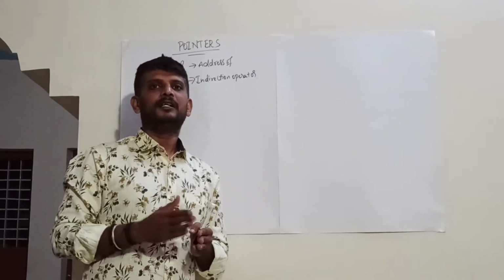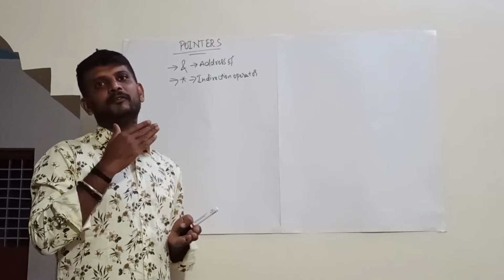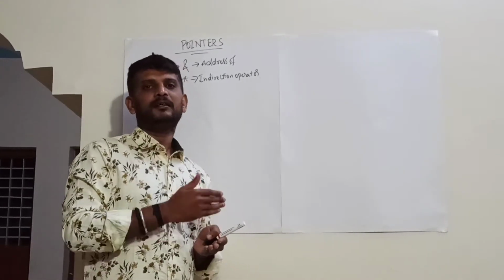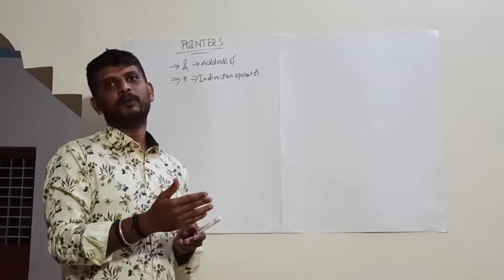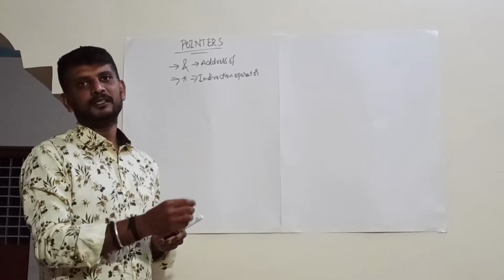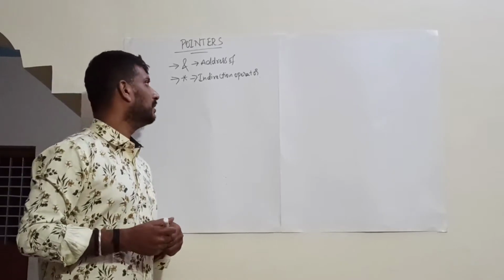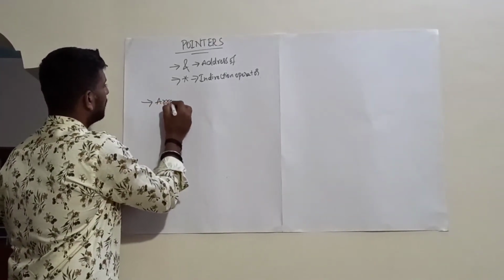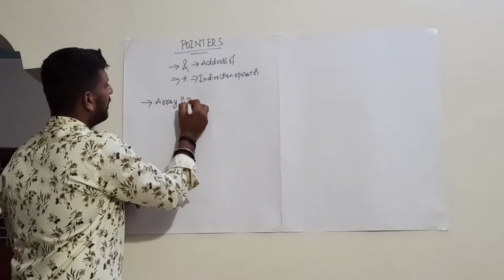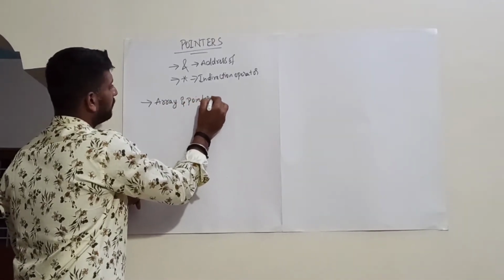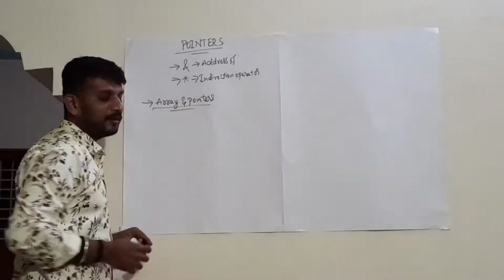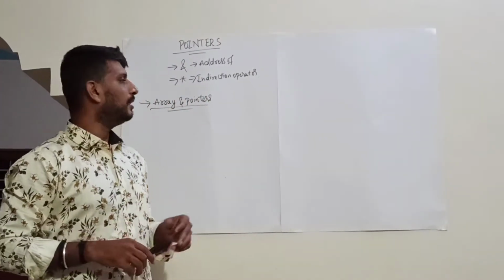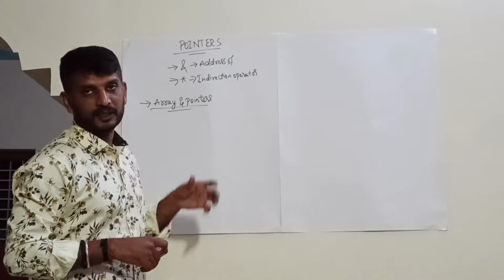We have seen that if you have an integer variable, you require an integer pointer. If you have a character variable, you require a character pointer to store the address of that particular variable. Now in today's class, let us move to the next topic, arrays and pointers. Here we will be writing a program and I will explain how exactly this concept works.